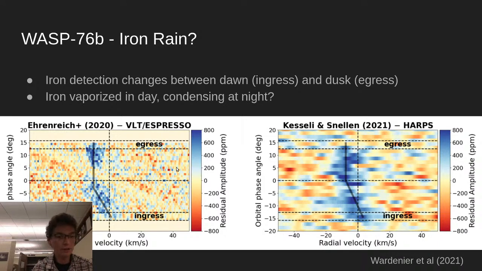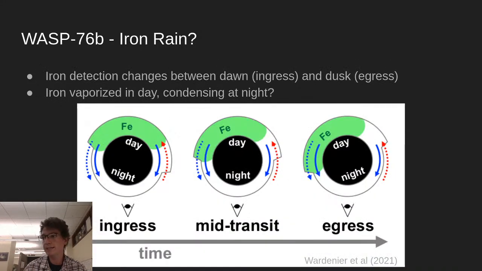So if this iron is being vaporized over the day and then raining out at night, and then in the morning there's not much iron in the atmosphere again, we would expect to see a difference between this ingress signal and this egress signal. We would expect to see a difference in the iron observed in the morning versus the evening. And indeed, both groups actually see something like that. And this kind of offset seems to be consistent with iron being blown around from noon over to the night side. So the picture is something like this.